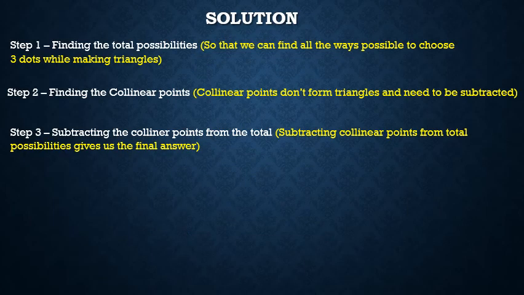So, before we start solving the sum, we can divide it into three steps. Step 1, finding the total number of possibilities so that we can know how many triangles can be formed. Step 2, finding the collinear points. We know that collinear points don't form triangles and hence need to be subtracted. And third step, subtracting the collinear points from the total.